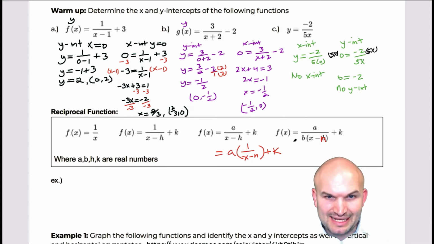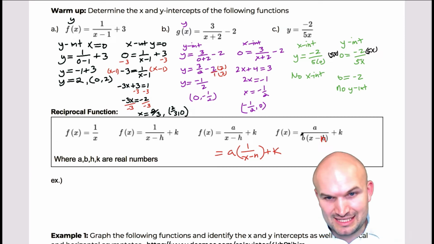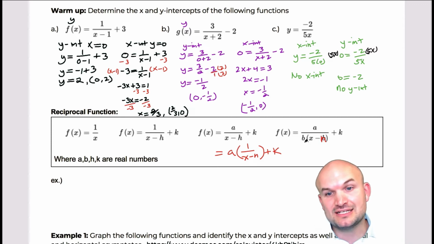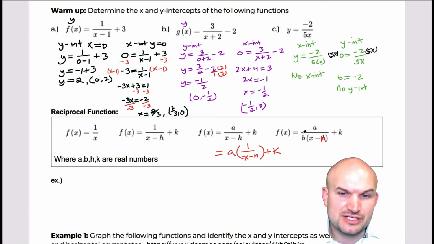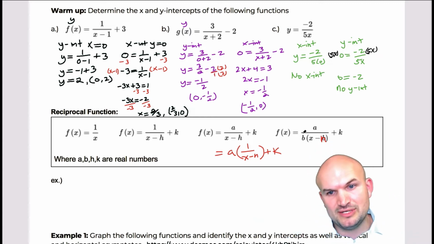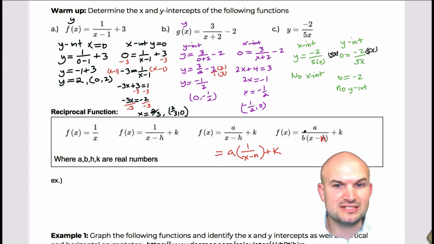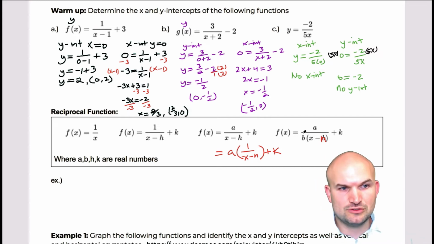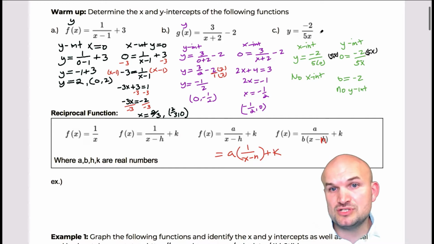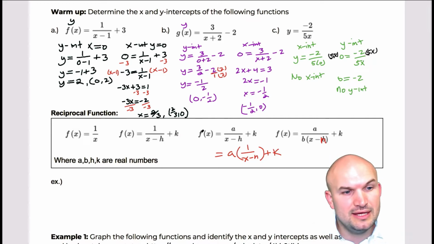Well, remember, b is being multiplied by the x inside the function. And remember, we typically want to factor this b out of the x, so we can see exactly what your b is as well as your h. Just remember that h is shifting the graph left or right, k is up and down, a is vertical stretch and compression, and b is your horizontal transformation. So these are all examples of reciprocal functions.